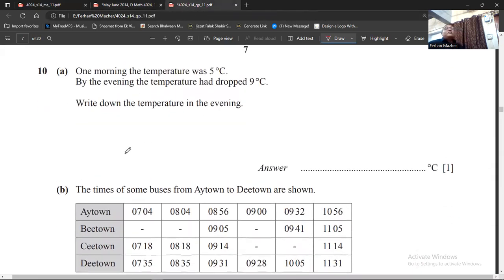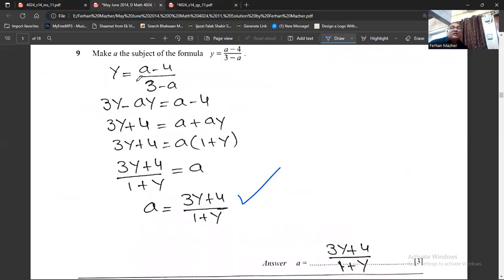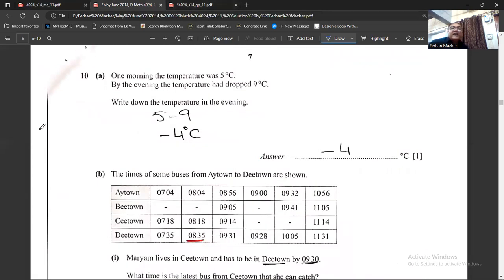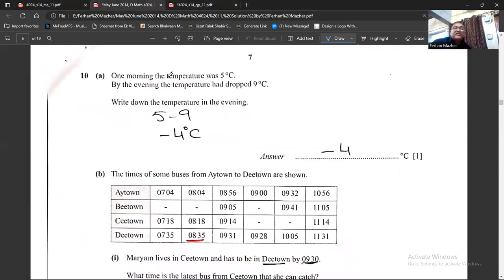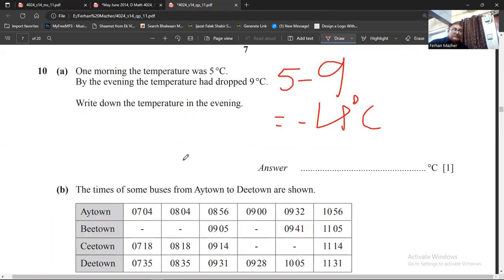Okay, here we have question number 10, A part. One morning, the temperature was 5 degrees centigrade. By the evening, the temperature has dropped by 9 degrees centigrade. Write down the temperature in the evening. So this will be 5 minus 9, and it will be minus 4 degrees centigrade. This is the solution, A part, minus 4 degrees centigrade is the right answer.